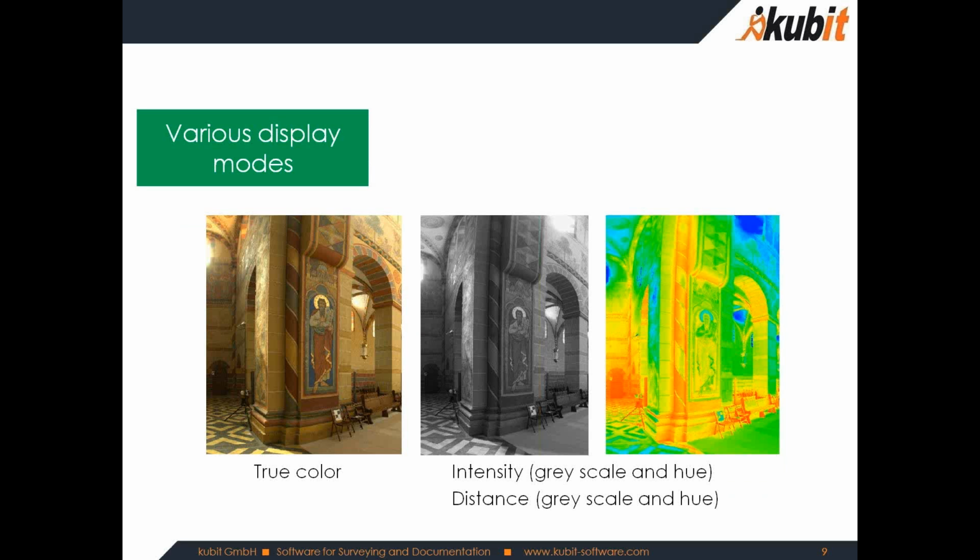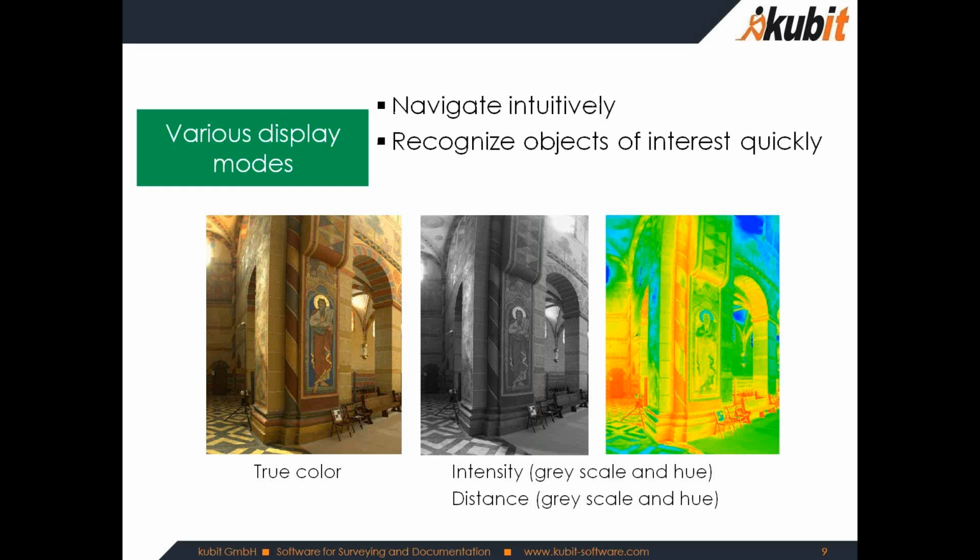And as stated, various display modes from true color to different intensity and distance coloring modes can really help you visualize the scan data a little bit more easily. This helps you navigate intuitively and of course recognize objects of interest quickly. It also makes it easier to measure.